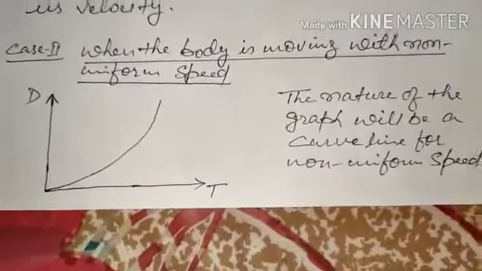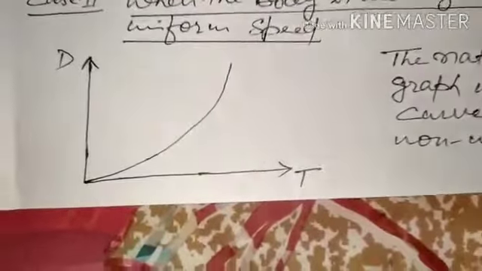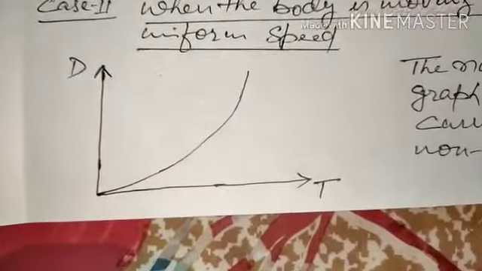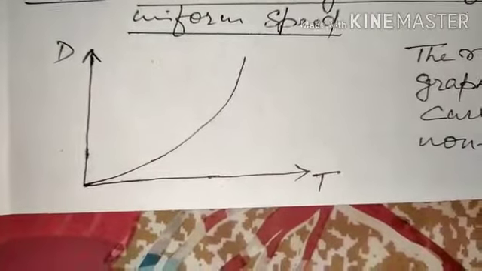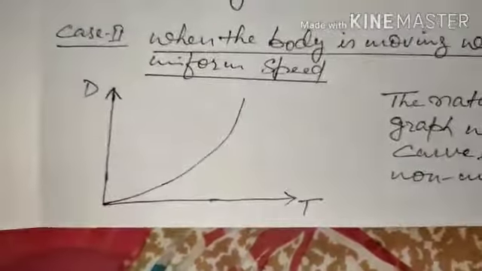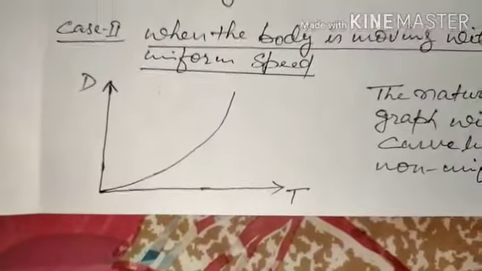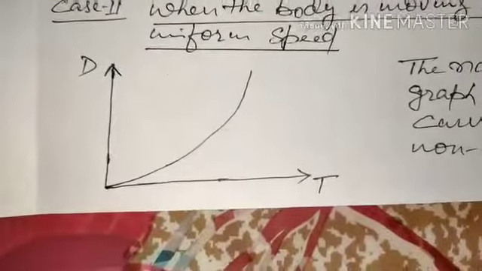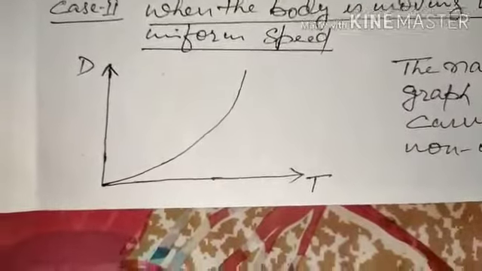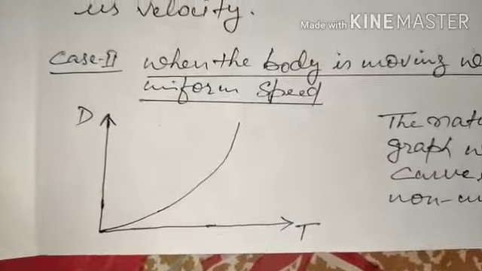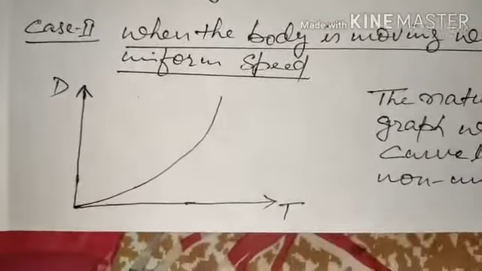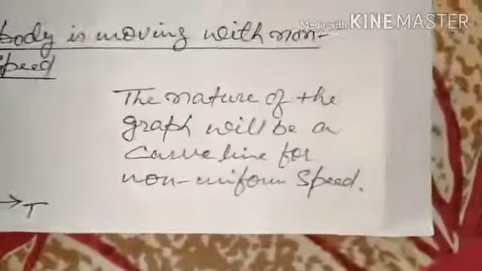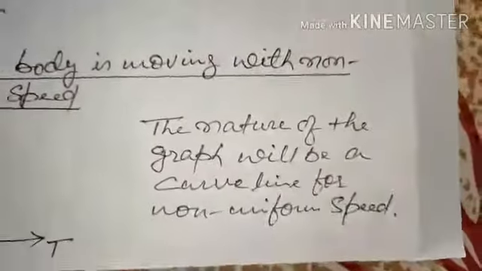Case 2, when a body is moving with non-uniform speed. This is the nature of the graph. It will be a curved line, and this graph is called a parabola. You will study these things in your higher classes, so I'm not discussing much more about it. You simply take a distance time graph of a body moving with non-uniform speed. The nature of the graph will be a curved line.